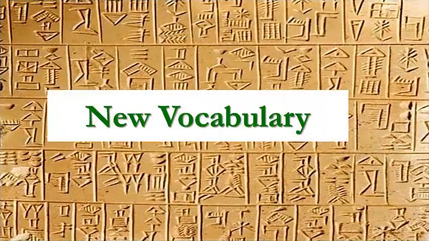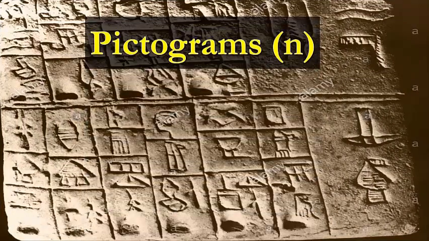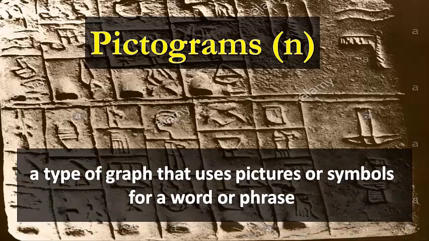New vocabulary for today. Pictograms. It's a noun: a type of graph that uses pictures or symbols for a word or phrase. So the word pictograms means a type of graph that uses pictures or symbols for a word or phrase.